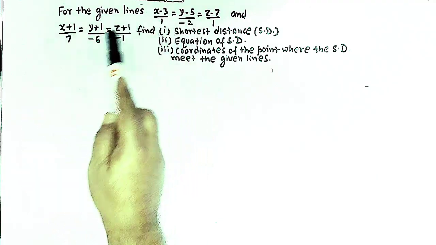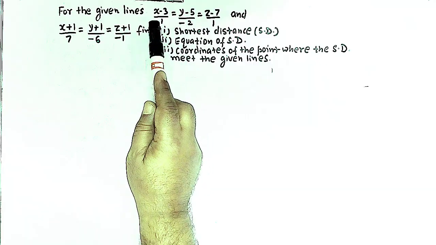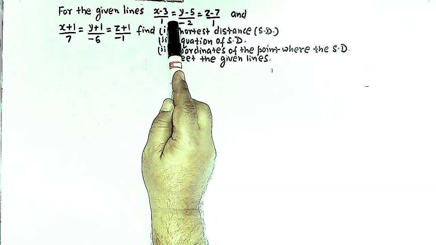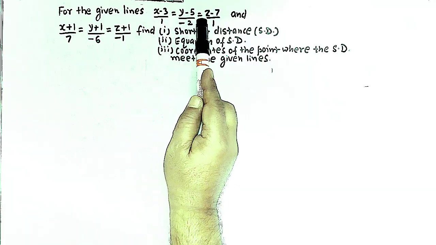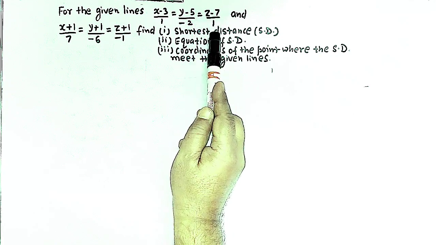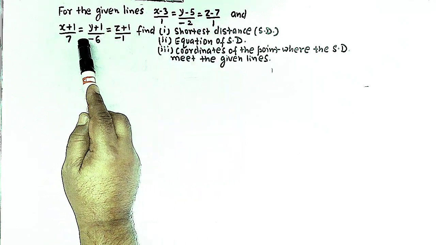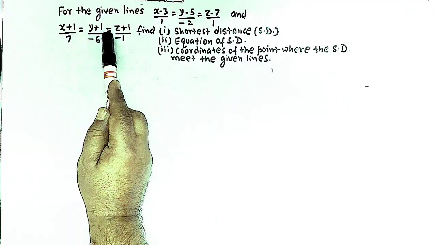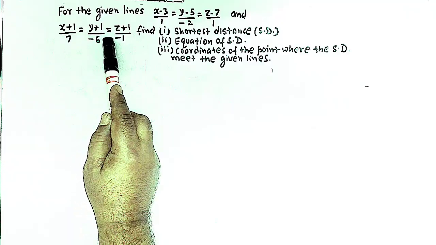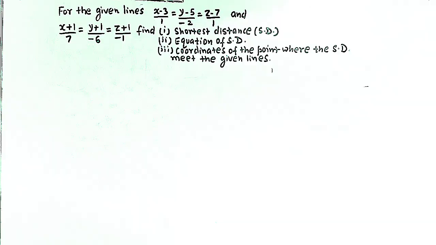The equations of the two lines are given in symmetric form. (x - 3)/1 = (y - 5)/(-2) = (z - 7)/1, and the second line is (x + 1)/7 = (y + 1)/(-6) = (z + 1)/(-1).